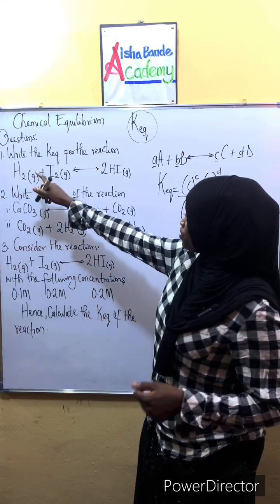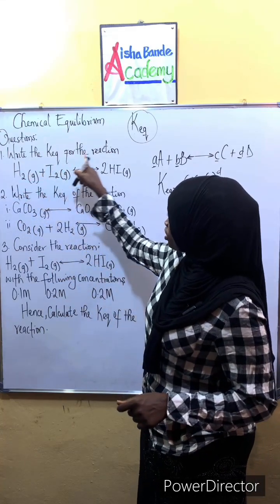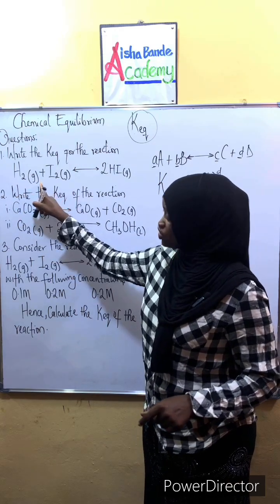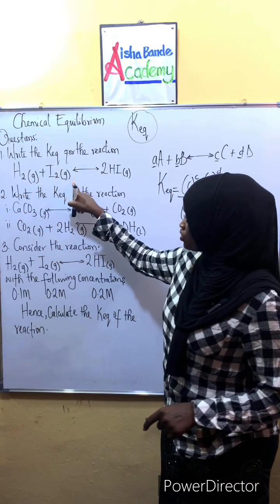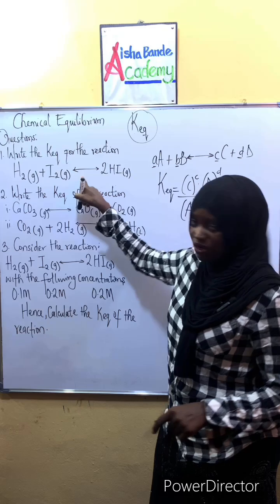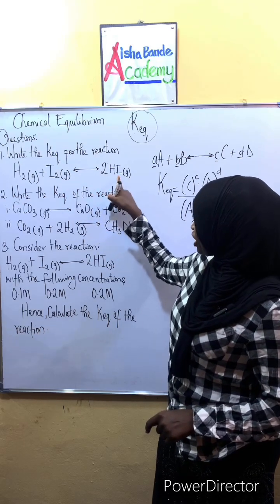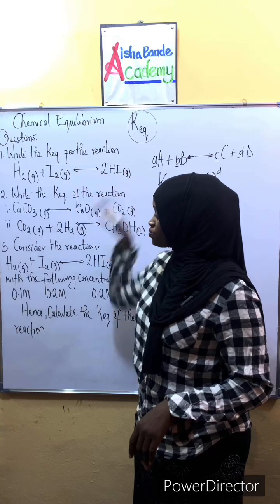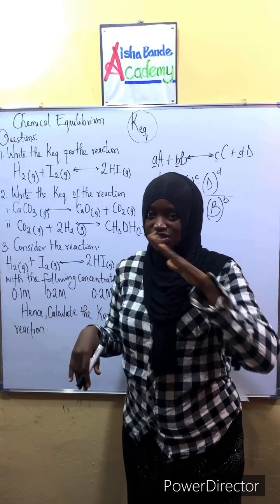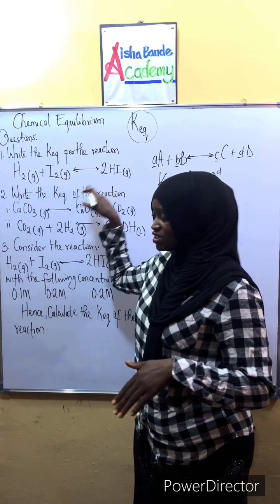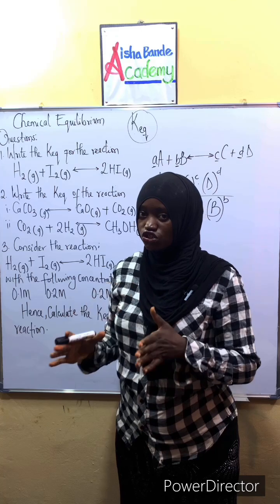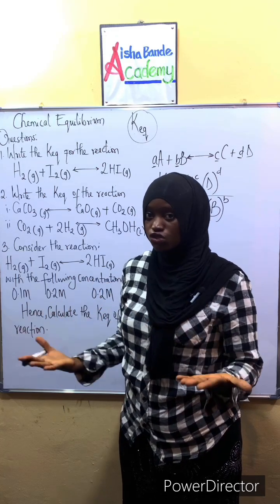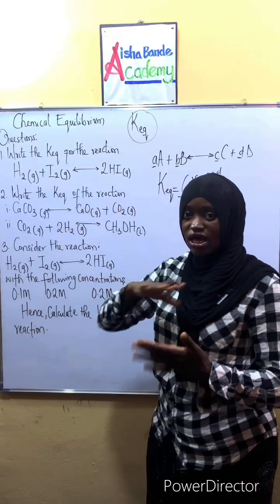Let's begin with the first one, which says, write the chemical equilibrium for the reaction. H2, this is in gaseous state. I2, which is also in gaseous state. So we have a forward and backward reaction here. We have 2HI also in gaseous state. So we can see that this reaction all have the same state. They are not in different states. So this is not a heterogeneous reaction. Some textbooks call it a homogeneous reaction because all their states are the same.